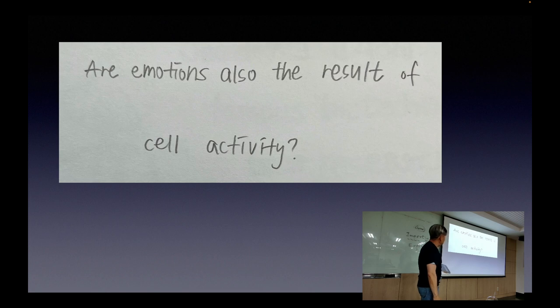Emotions are also the result of cell activity. What else? Or maybe spiritual activity. I'd like to believe, but there is no evidence that I can believe so. For now, we can only say that emotions are the result of some particular interaction of particular neuron cells. So emotions are made by the brain.